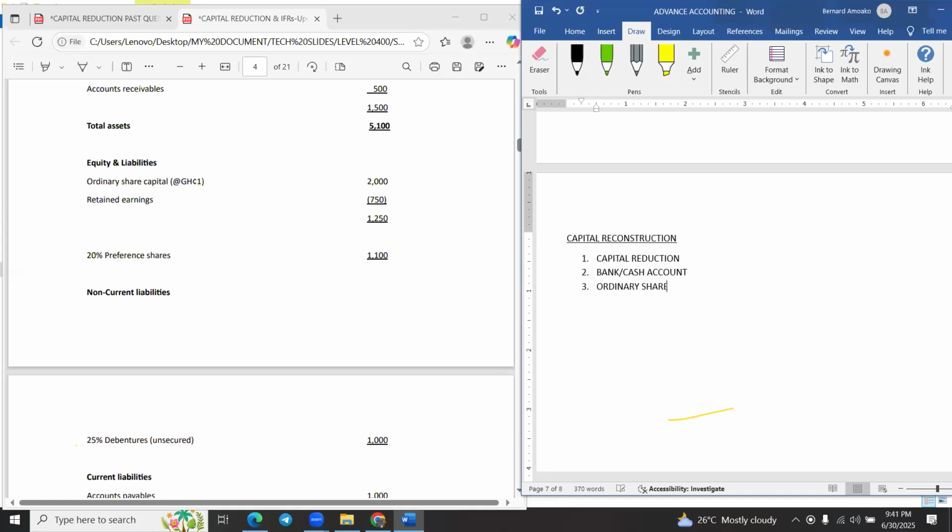I'm just leaving you here. Note that these are the three major accounts you'd have to open. The other accounts you'll be opening will just be debit, credit, debit, credit. So if I debit one account, I'd have to come and credit one account in any of these three. So that's one way to look at it.